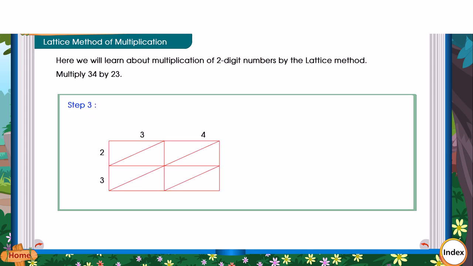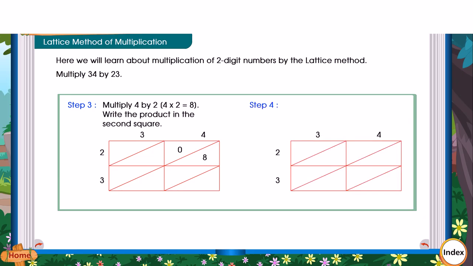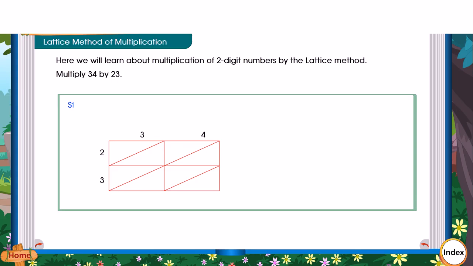Step 3. Multiply 4 by 2. 4 into 2 is equal to 8. Write the product in the second square. Step 4. Multiply 3 by 3. 3 into 3 is equal to 9. Write the product in the third square. Step 5. Multiply 4 by 3. 4 into 3 is equal to 12. Write the product as shown below.